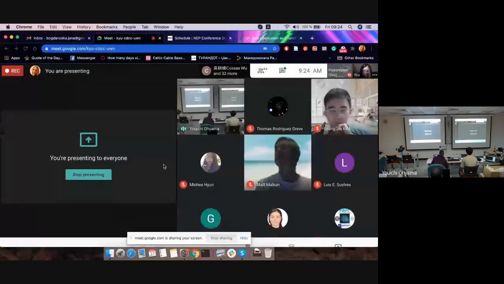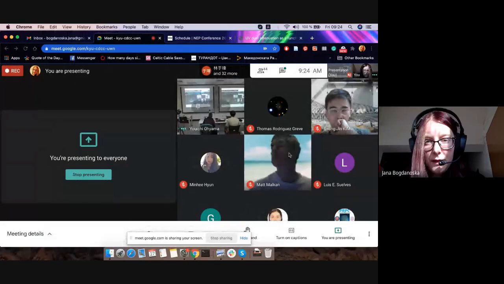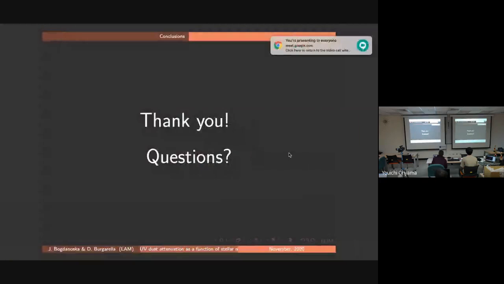So we have two questions on Slack. Okay. Matt asks, maybe this dust attenuation going down could be a selection effect because diamond-bearing galaxies are very blue, so samples may be lacking red galaxies.